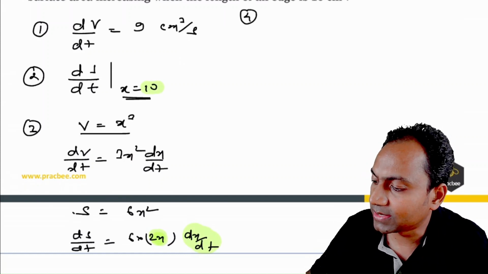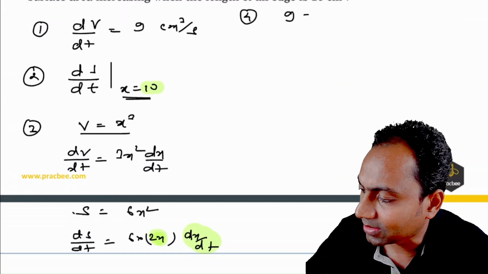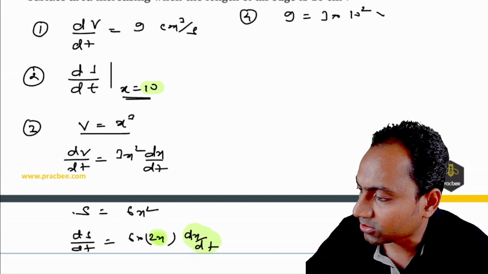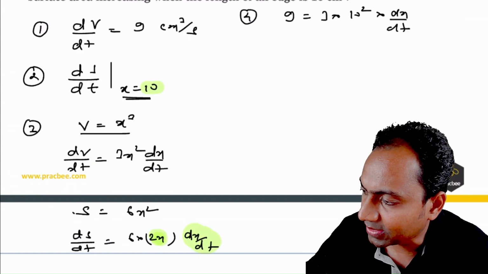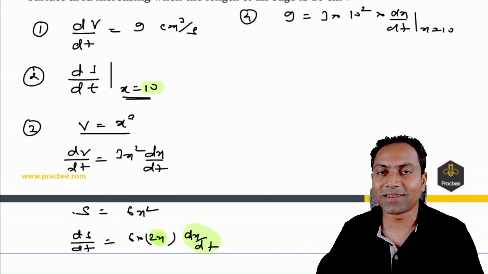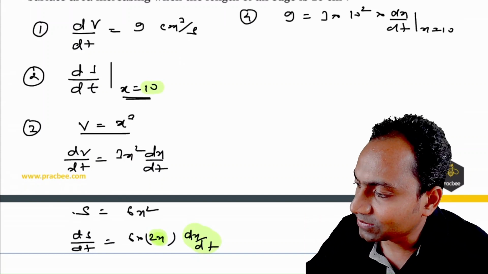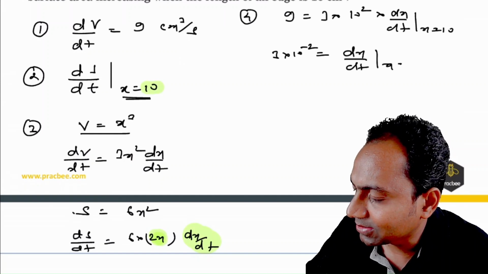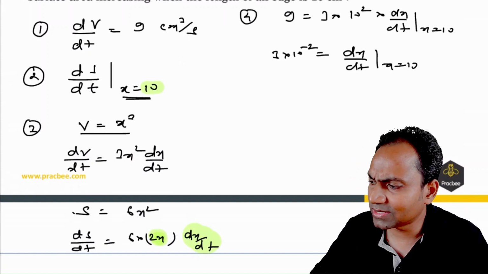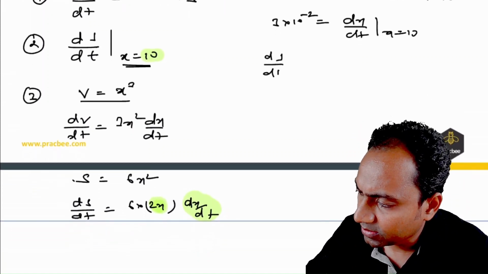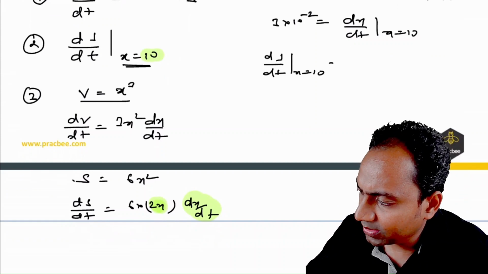So what I can do here is put the value of dV by dt, that is 9, at x equal to 10. So this becomes 10 square into dx by dt. So let us find the value of dx by dt at x equal to 10, and substitute the value in dS by dt to get the answer. So this becomes 3 into 10 raised to the power minus 2, equal to dx by dt at x equal to 10. In the next step, I can substitute this value and get the value of dS by dt.